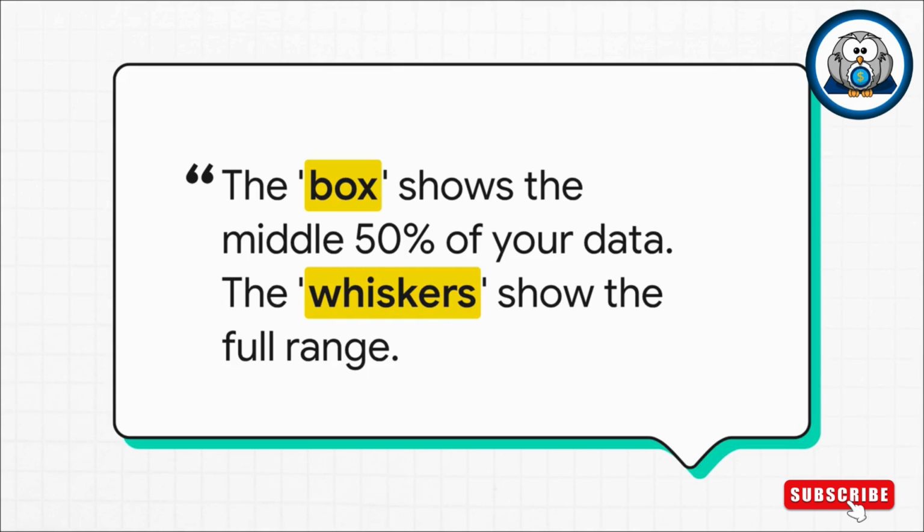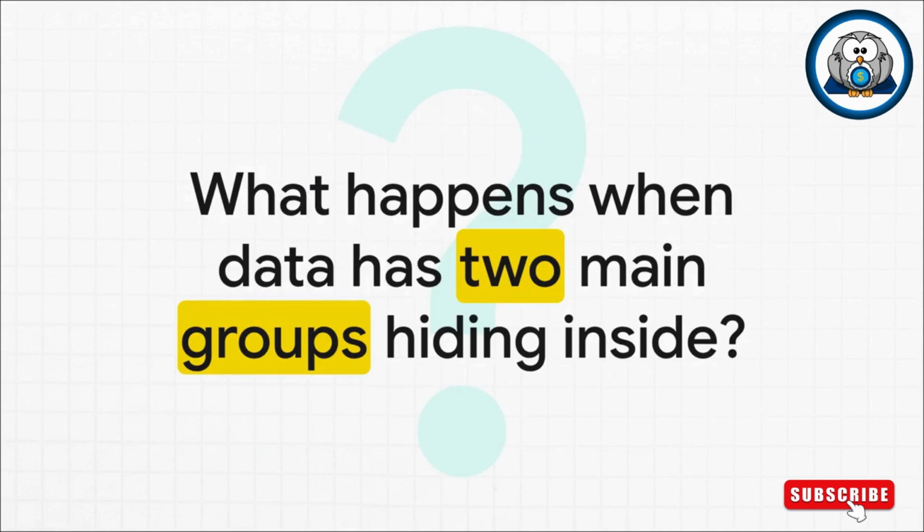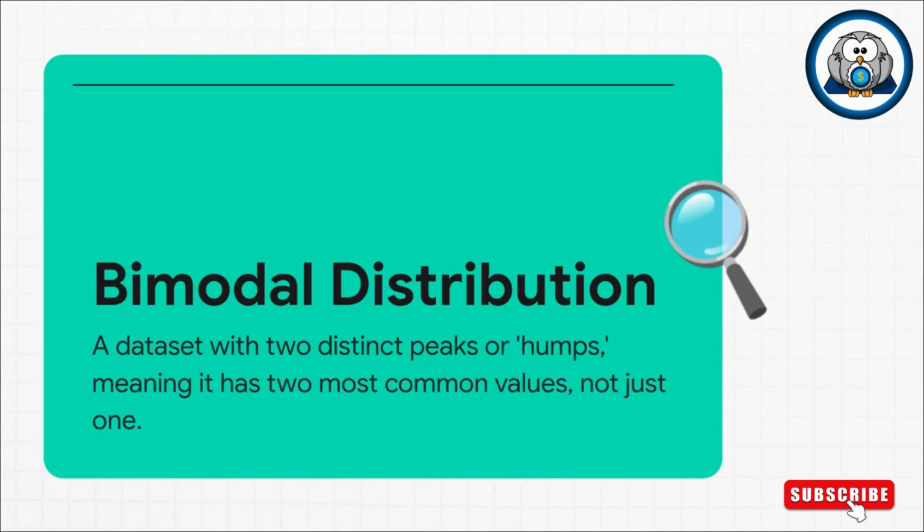A long, stretched out box tells you there's a ton of variation. Okay, but what if your data is hiding a secret? What happens when there isn't just one central group, but maybe 2 distinct groups all mixed together in your dataset? Well, that's what we call a bimodal distribution. It sounds complicated, but all it means is 2 modes or 2 peaks. Instead of having one most common value, your data actually has 2.